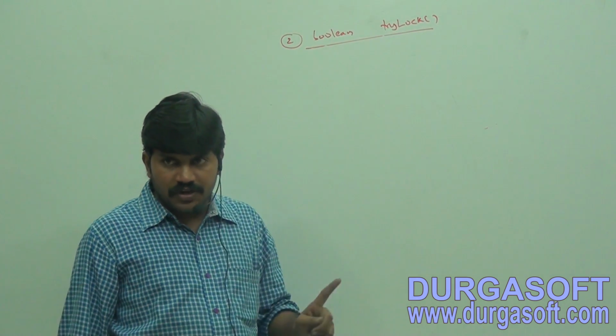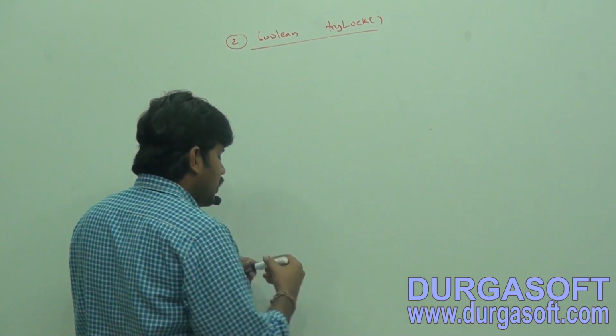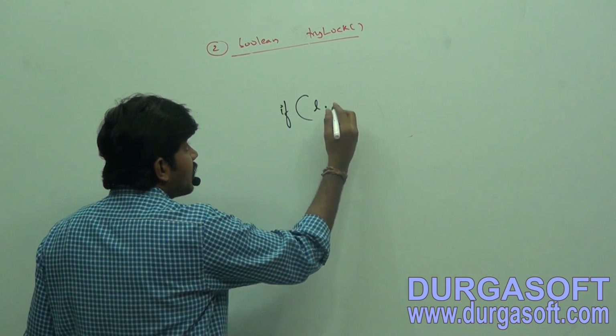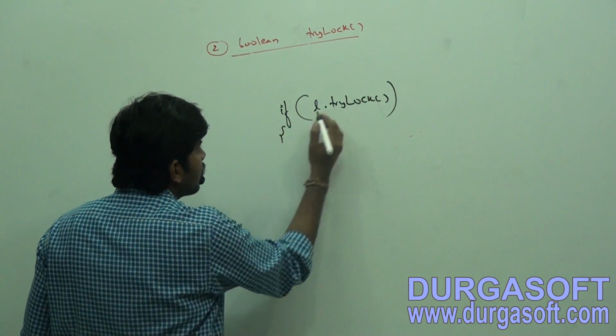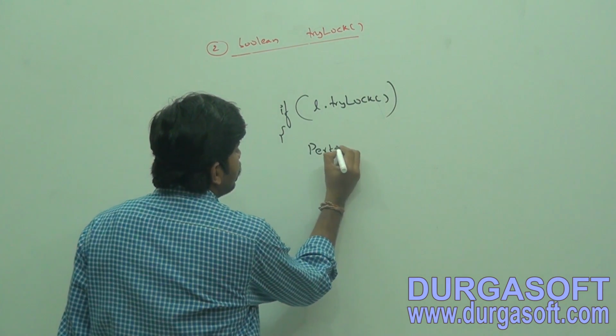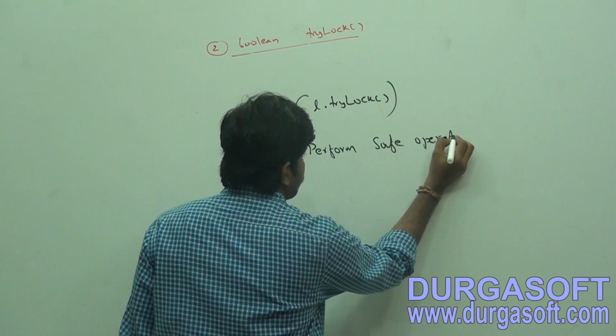Try for the lock without waiting. Then how to use this one? Simple. Let me spell it out. On the lock object, L dot, what is the method? Try lock. If you got the lock, perform safe operations.